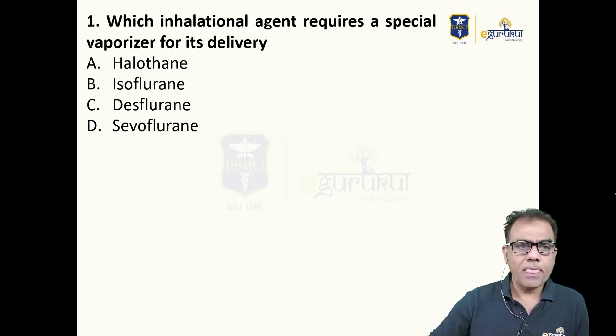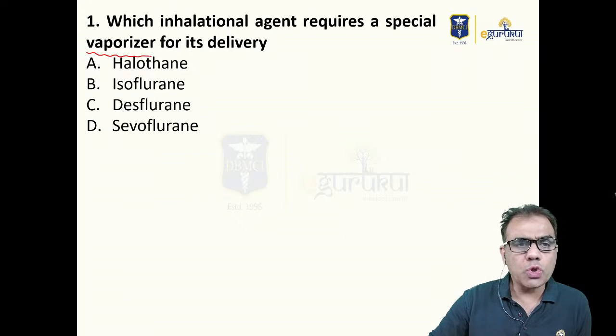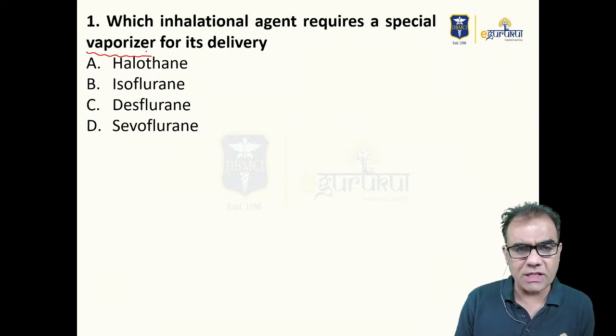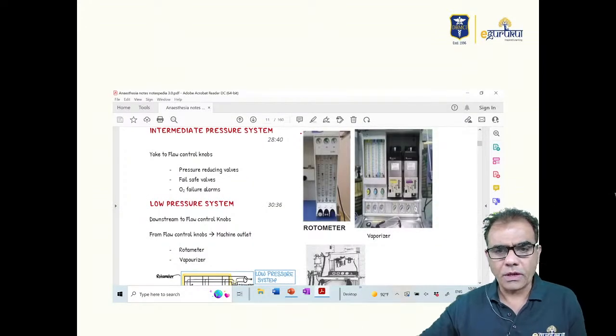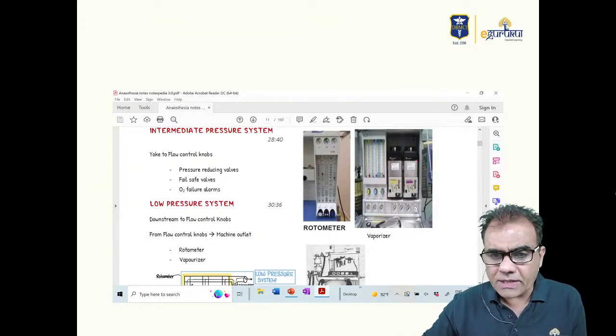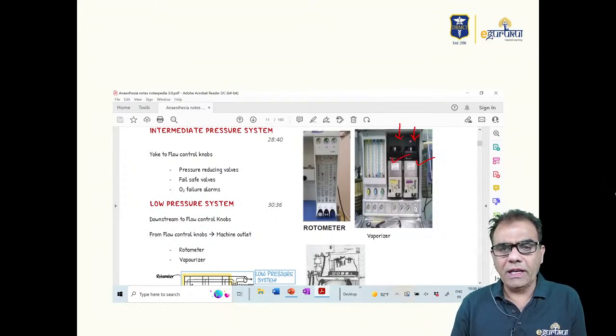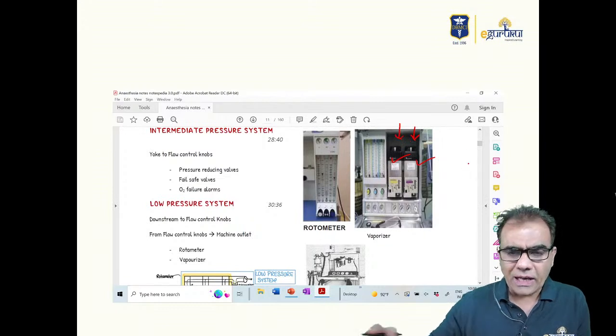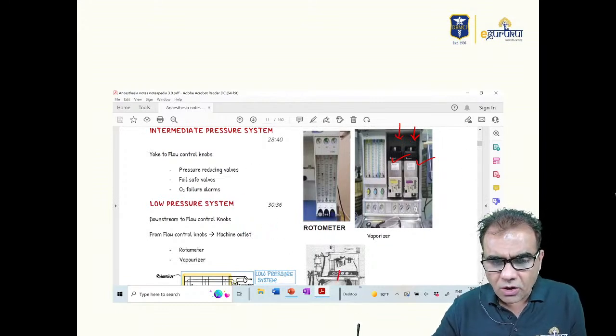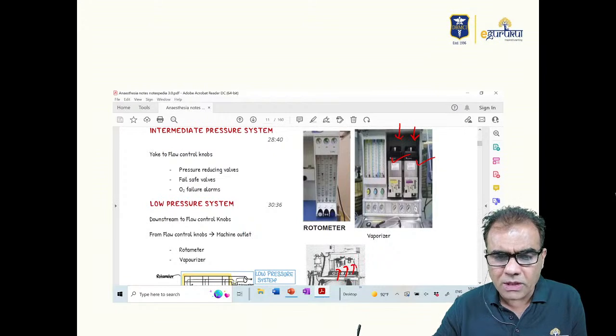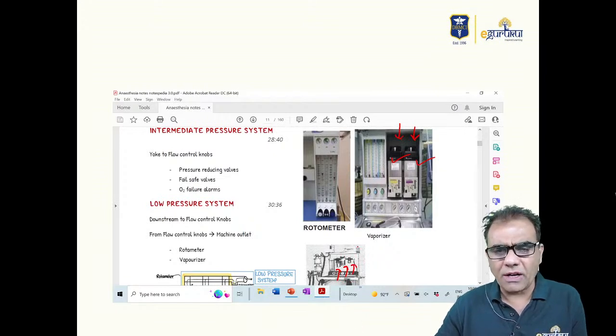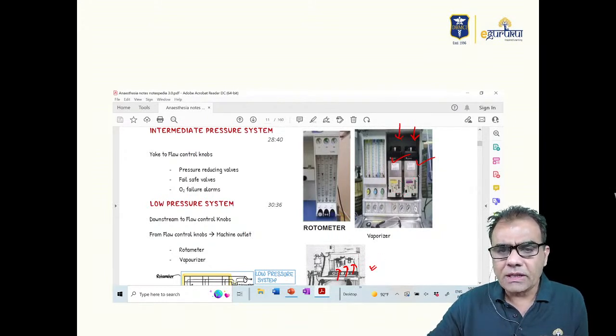Vaporizer is the equipment which is used for the delivery of inhalation agents. Like if I show you, this is a screenshot of our notes. So these are vaporizers which are used for the delivery of inhalation agents. Like older times you see, these are also vaporizers, but these are older ones. These are not used nowadays. So this is a photo of an old machine. So nowadays we are using these kind of vaporizers.